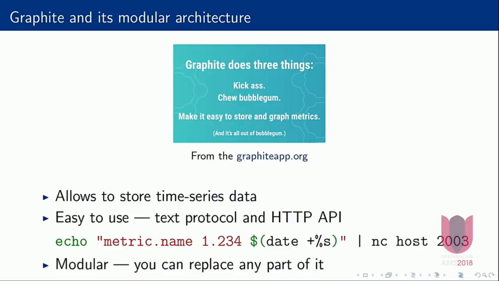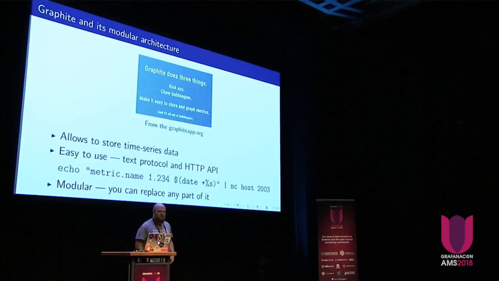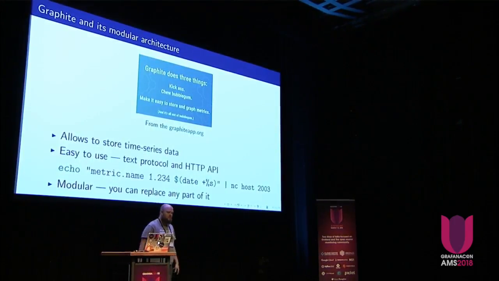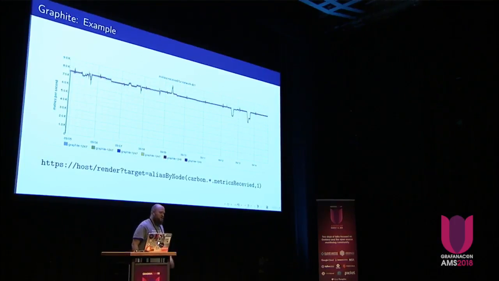Indeed, it's really easy because it has a really nice HTTP API. You can query some endpoint and get JSON out of it, or if you want, a PNG. It's very easy to start using it. The text protocol is, well, echo something to netcat, and here it is, you can graph the thing you send. It's also modular. You can basically replace anything you want, or do whatever crazy setup you want. And you can get something like this if you want to.